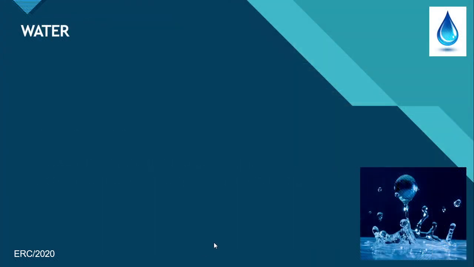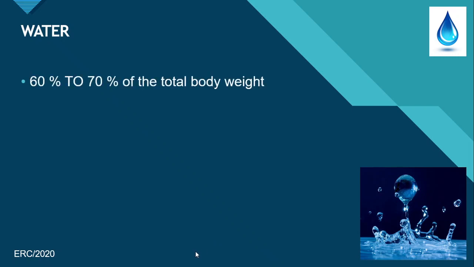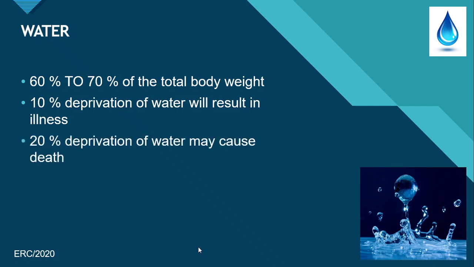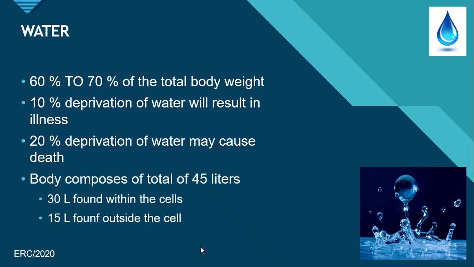Water constitutes about 60 to 70% of the total body weight, so a deprivation of water as much as 10% will result in illness, and a 20% deprivation of water may cause death. Water is next to oxygen in importance for the maintenance of life. The body has a total of 45 liters, 30 liters found within the cells and 15 liters found outside the cell.